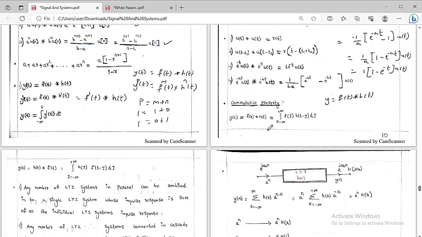Similarly, y(t) = h(t) * f(t), which is equal to the integral from tau = -infinity to infinity of h(tau) f(t - tau) d tau. So, what's the meaning of commutative?